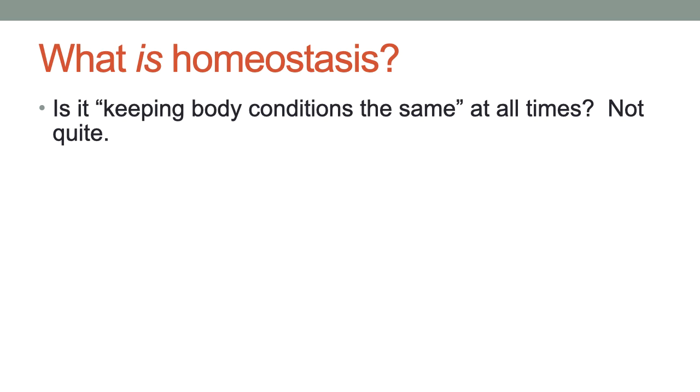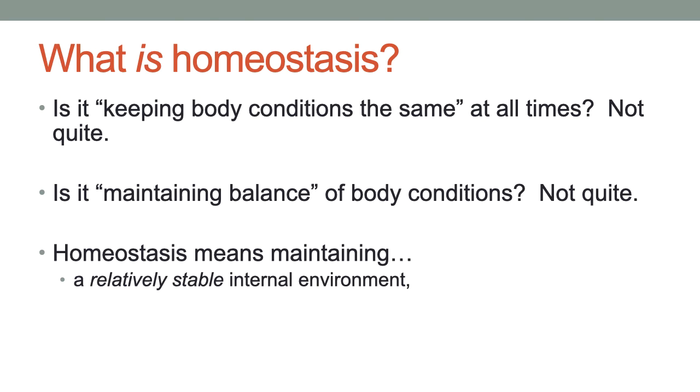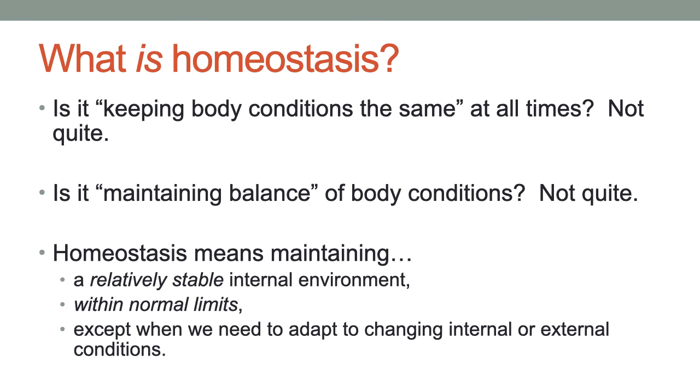We're not trying to keep everything exactly the same. Is it maintaining a balance of body conditions? That's maybe a little closer, but that's still not quite it. Really, homeostasis means maintaining a relatively stable internal environment. And that's going to be within normal limits. There's going to be fluctuation within these normal limits. It's not the same, but the body wants to try to maintain this internal environment within a certain range. And that'll always be the case, except when we need to adapt to changing internal or external conditions.